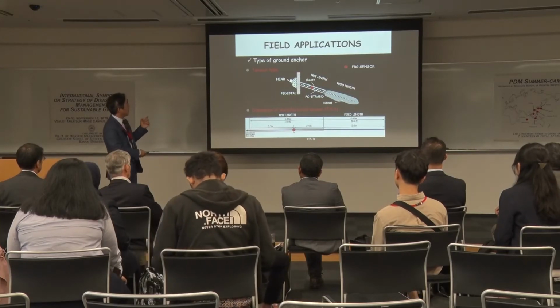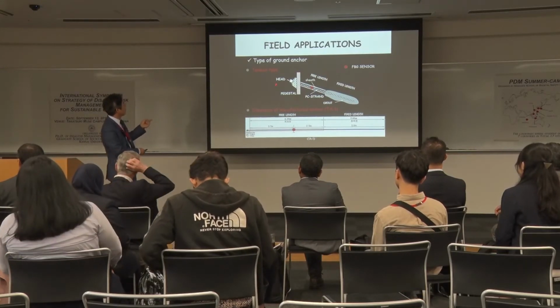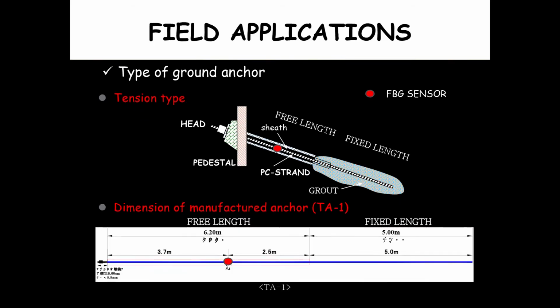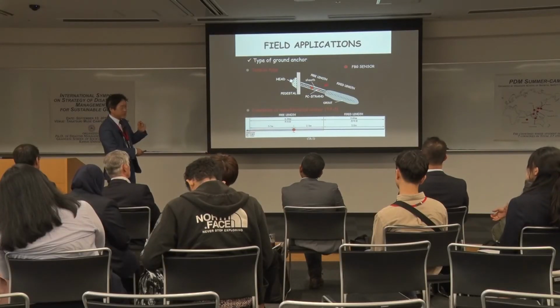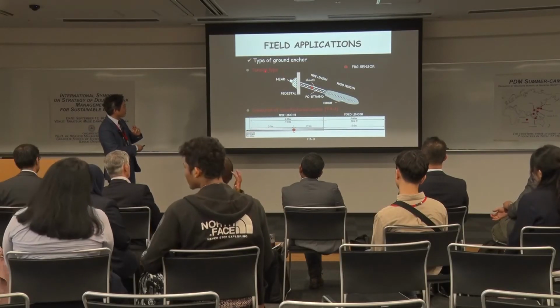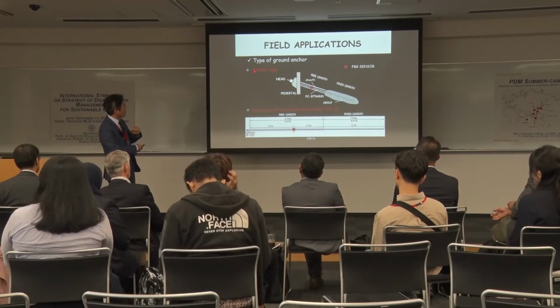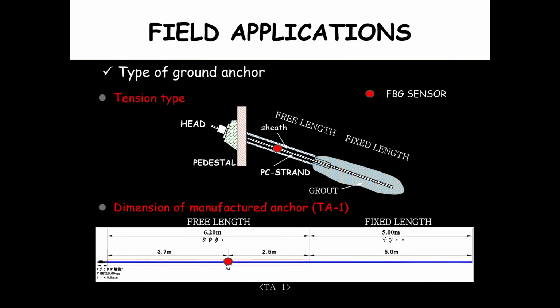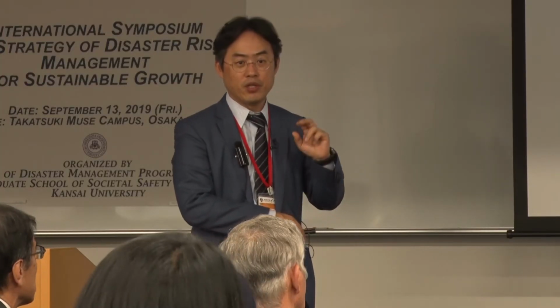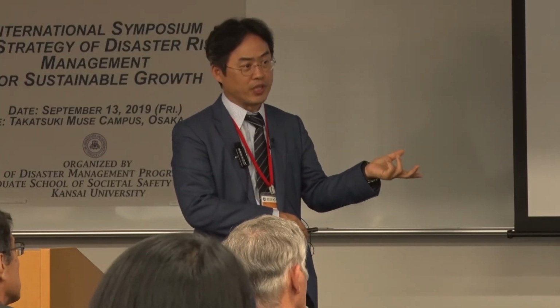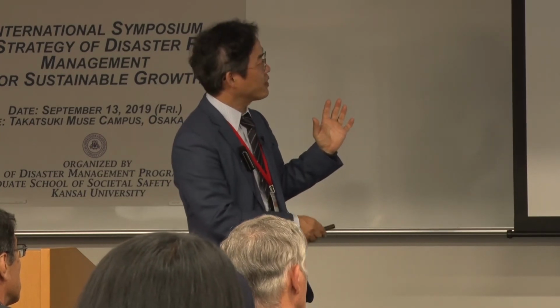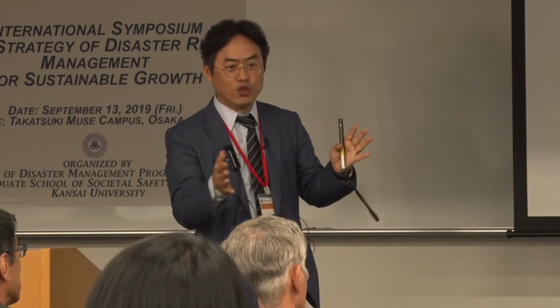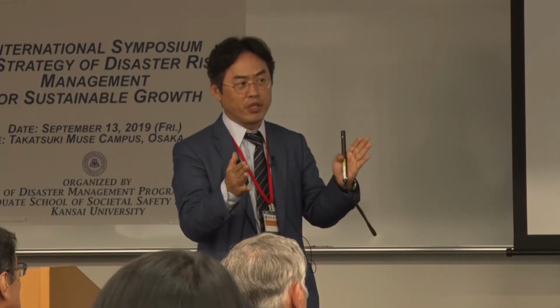So I explained the dimensions of the tension type here. I put the FV sensors here, at the pre-length areas. As I said, we pull out the PC strand and fix it at the wall like that. About 100 kilonewtons per ground anchor, usually. So if the fixed ground moves, the tension force will decrease.